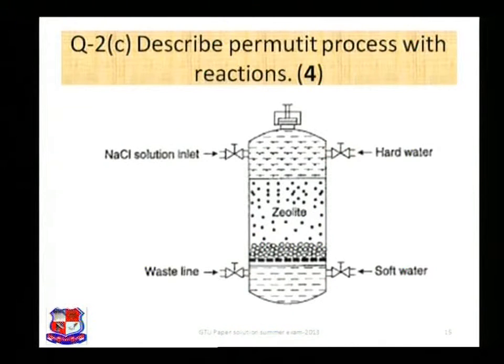Okay, the next question, let us try to understand. Look at the diagram. Question 2c, the question asks: describe permutit process with the reaction. So the permutit process, they are asking with the reaction. Before we go to the reaction, let us try to describe the entire process with the diagram. What is there? Permutit is shown here, hard water is passed, all the chemical reactions occur and finally we get the soft water. To regenerate the permutit, we can use the NaCl solution.